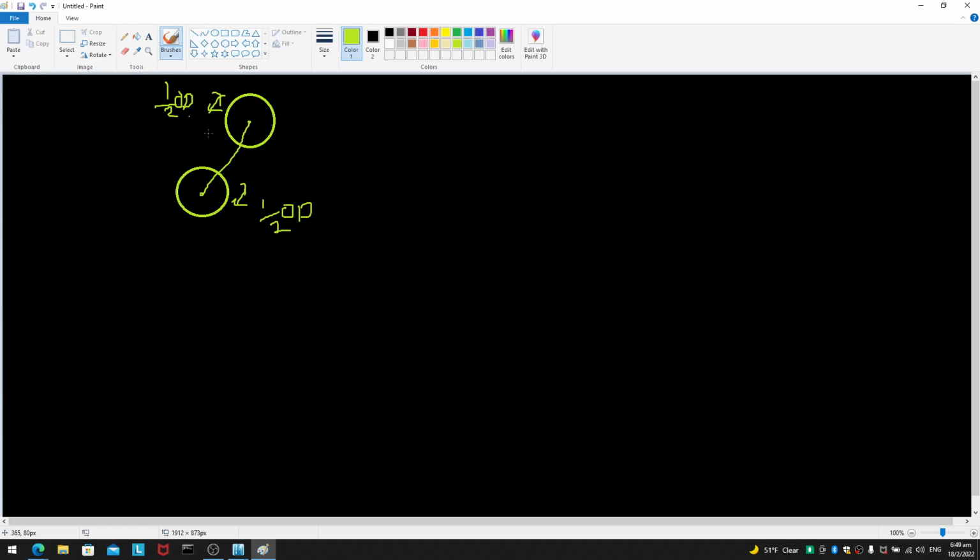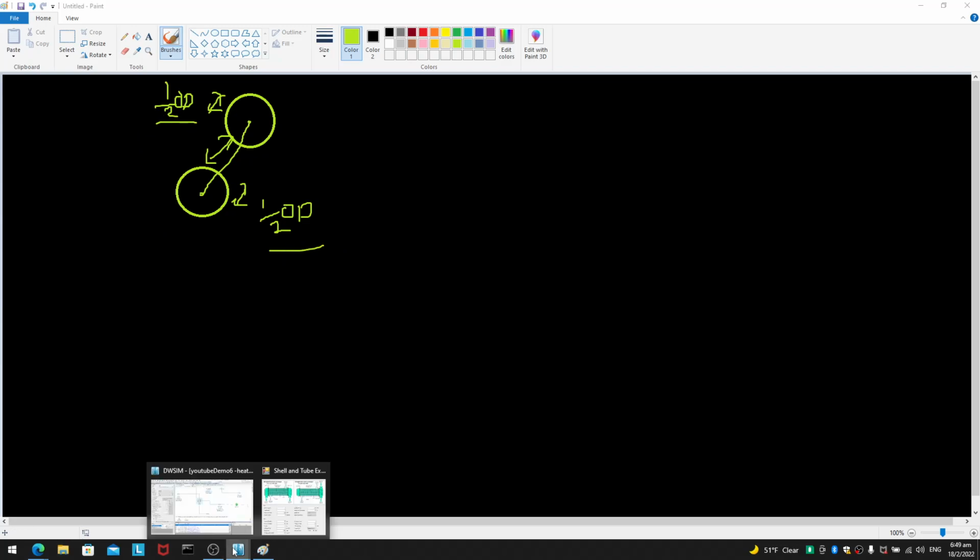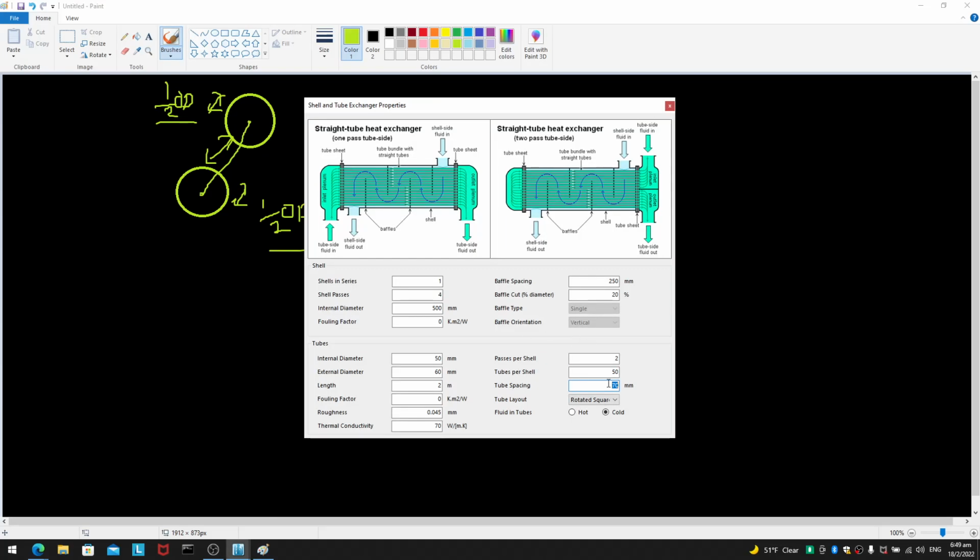So this circle is the outer diameter of the pipe. And between this there should be some additional spacing in between. So this center to center distance must be more than 2 half outer diameters. That's why I say again, you must have enough tube spacing. The tube spacing must be more than the external diameter, so that at least there's some fluid from the shell side that flows through.